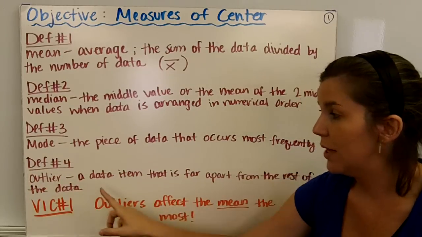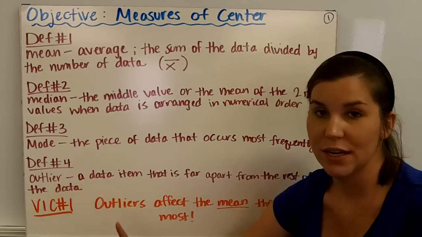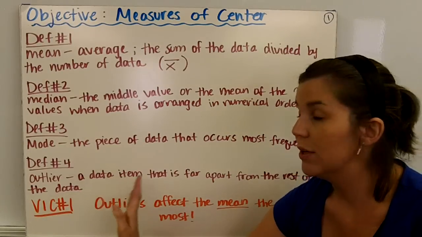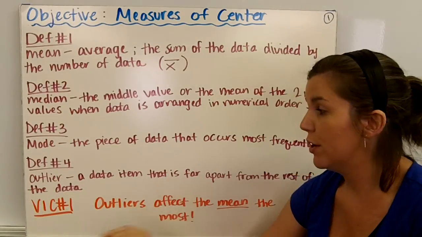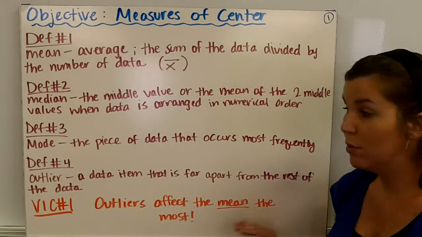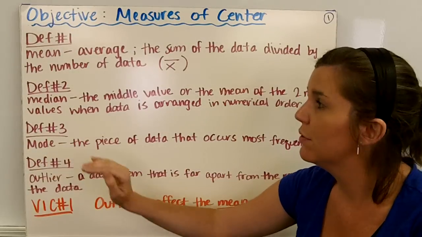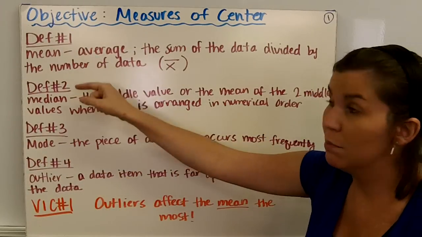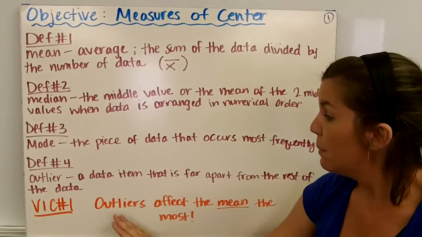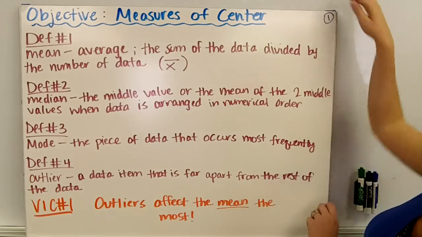Definition number 4, an outlier: a data item that is far apart from the rest of the data. So it will be either very low or very high. Fact number 1, outliers affect the mean the most. The mode is something pretty easy that you're pretty familiar with. Mean and median you should have seen before, but when we talk about outliers, the mean gets affected the most.